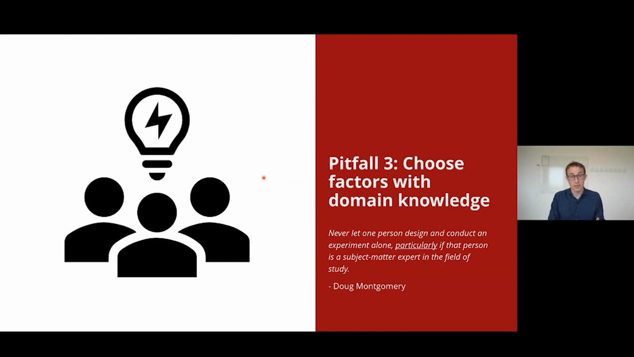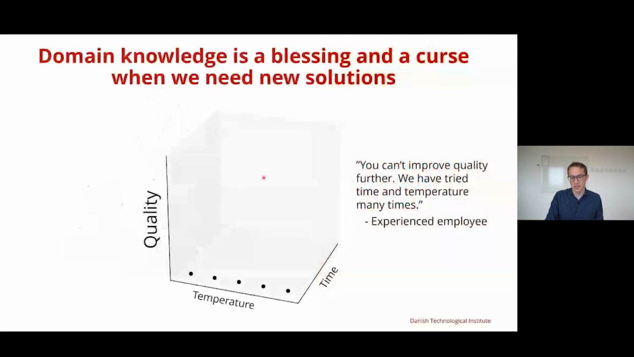All right. Last pitfall I'm going to talk about today is choosing factors with domain knowledge. And here I want to share my favorite quote from the world of designing experiments, and that's from Doug Montgomery, who's a big figure in this field. He once said that you should never let one person design and conduct an experiment alone, particularly if that person is a subject matter expert in the field of study. That sounds slightly counterintuitive, but let me show you why that might be good advice.